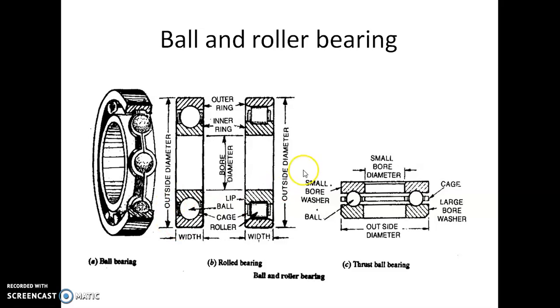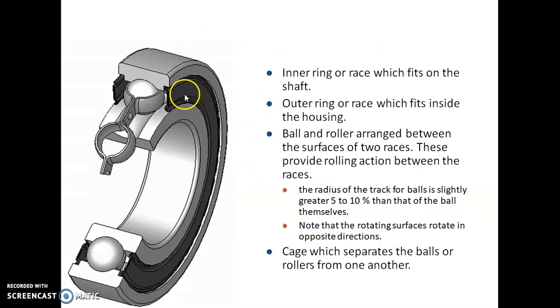Ball bearings. So there is an inner race and outer race. This is called the inner ring and outer ring. The inner ring or race fits on the shaft. The inner ring is connected to the shaft, and the inner ring is usually stationary, and the outer ring fits inside the housing. If the outer ring fits inside the housing, the inner ring is rotating. Balls and rollers are arranged between the surfaces of the two races, between the inner race and outer race.